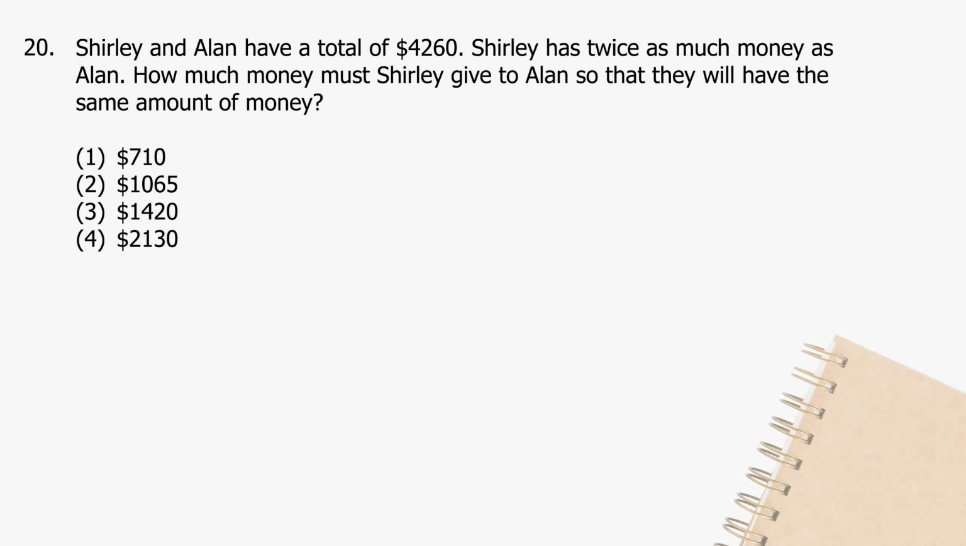Question 20. Shirley and Alan have a total of $4,260. Shirley has twice as much money as Alan. How much money must Shirley give to Alan, so that they will have the same amount of money?